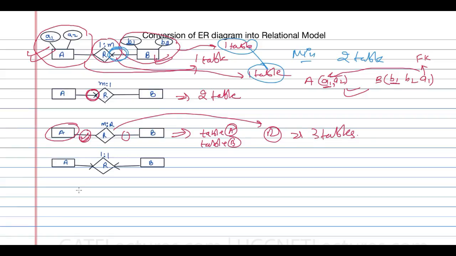But here in the next diagram you can see that there is a key constraint on both the sides. That means the maximum cardinality is 1 on both the sides, or you can say it is a 1-to-1 relationship.